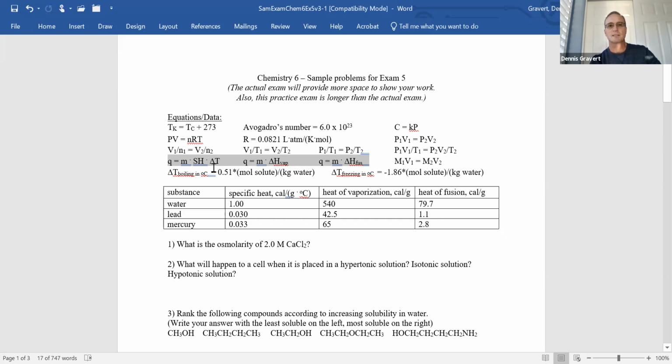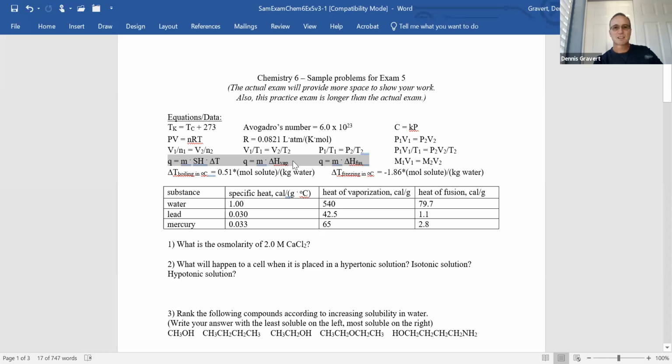Well, the first one has a delta T, which means the temperature is changing. That means if you have a solid and you change from one temperature to another, that's your equation. Or if you have a liquid and it stays a liquid as you change it from one temperature to another. Or you have a gas and they just change the temperature. There you go.